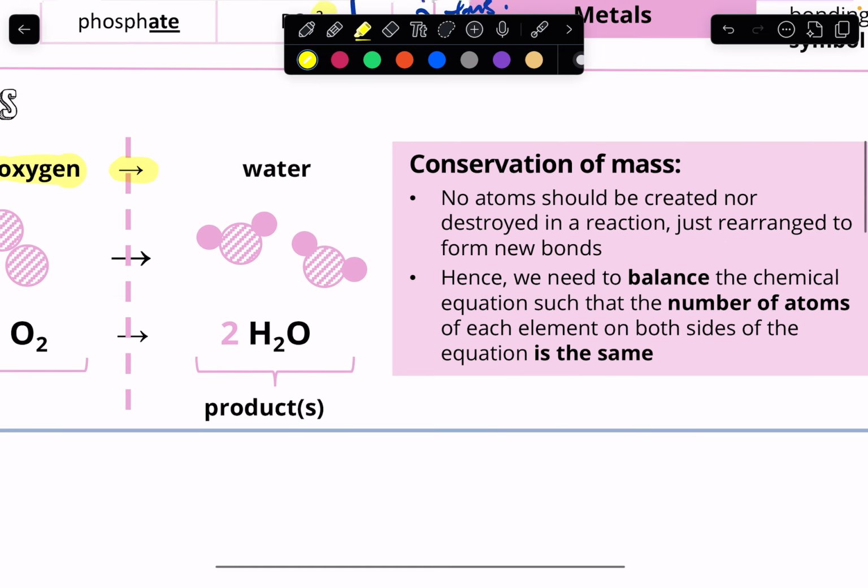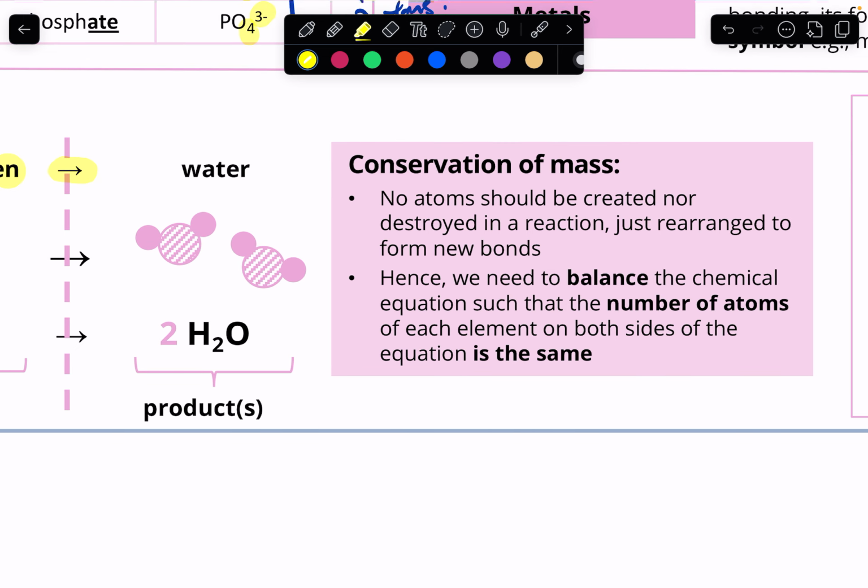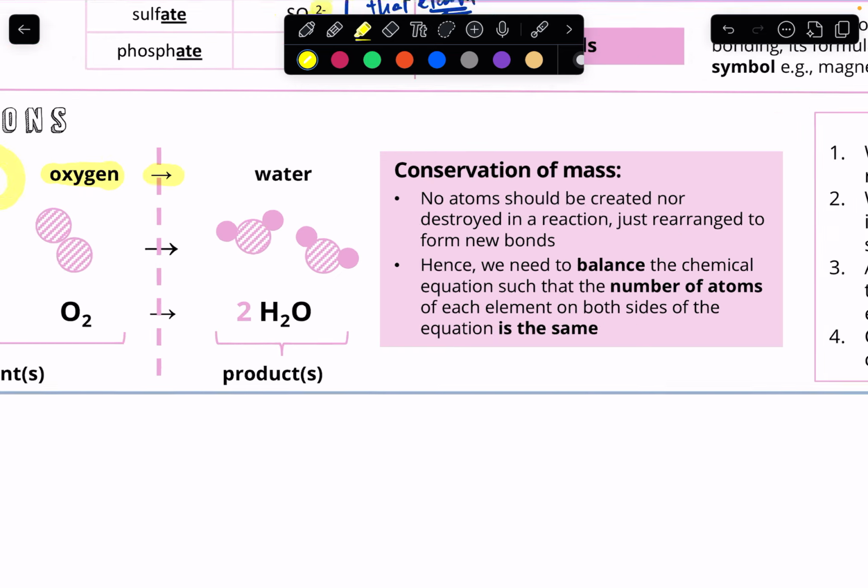Now, we also learned from previous scientists that there's this thing called the conservation of mass, which is that no atoms should be created or destroyed in a reaction. The atoms are just rearranged to form new bonds and hence form new products. So we need to balance the chemical equation such that the number of atoms of each element on both sides is the same. So how is this done?